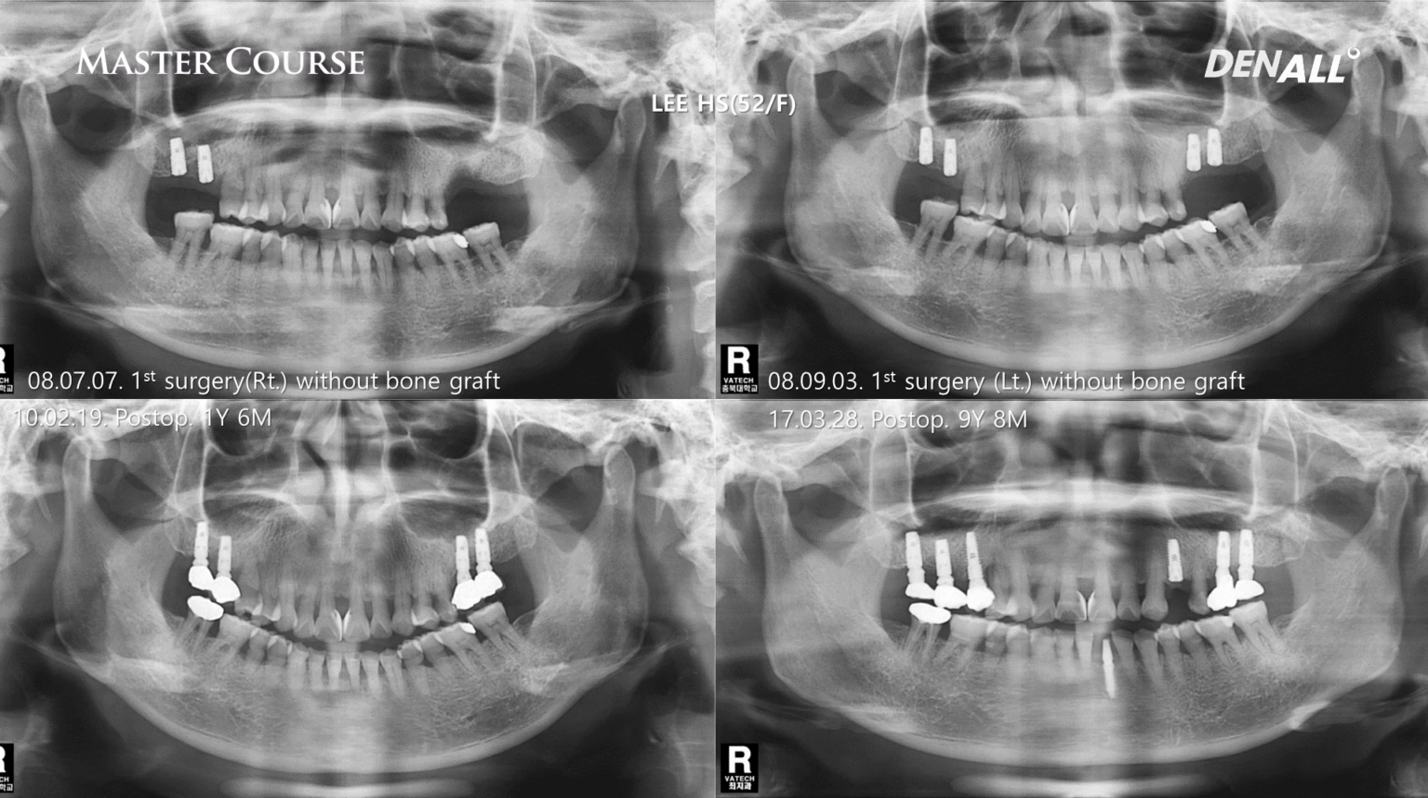In 2008, without bone graft within the right sinus, 2 implants were placed, and on the left side, implants were also placed without bone graft. This is 9 years and 8 months later, almost 10 years after surgery. In the case of chronic sinusitis, if you place implants without bone graft, you can use shorter implants. You can see that the prognosis of the implants is favorable.